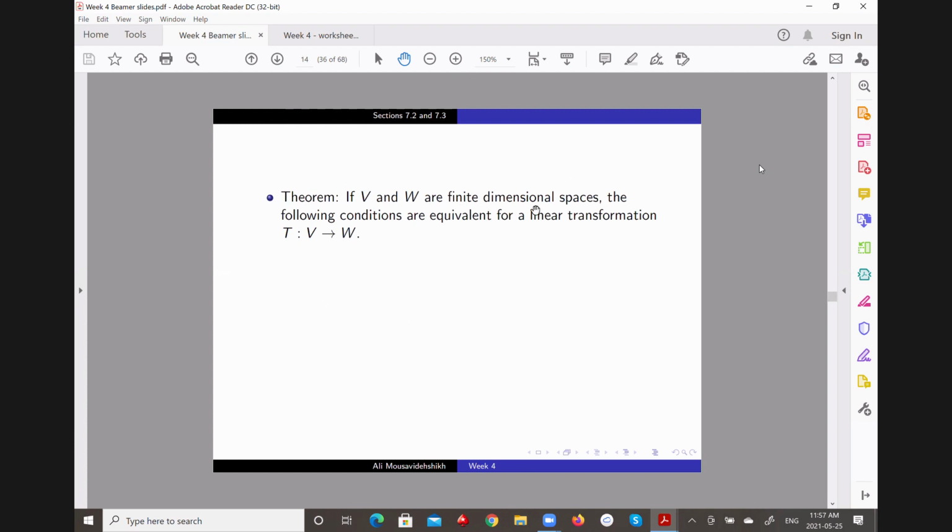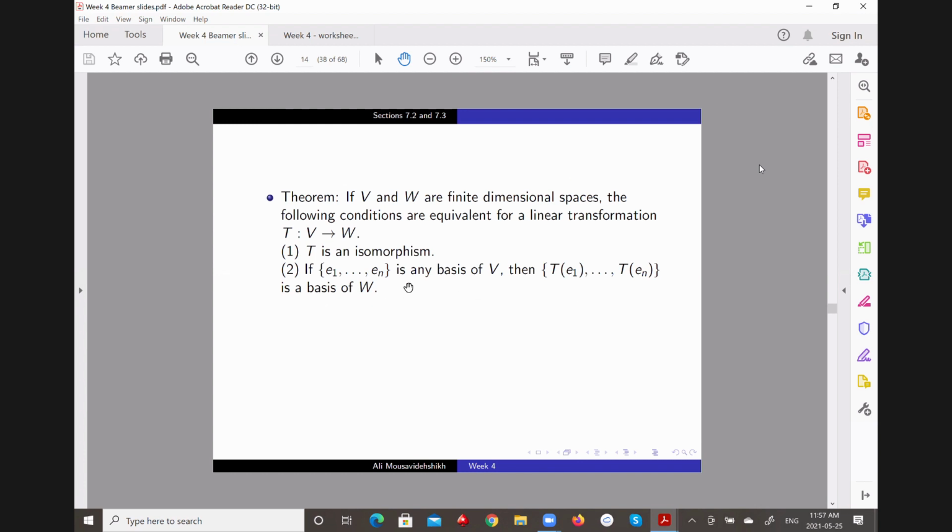If V and W are finite dimensional spaces, the following conditions are equivalent for a linear transformation. T being an isomorphism, by the way, these are really important because it gives you a very quick way to check if a map is an isomorphism instead of going through bijection checks and everything. T being an isomorphism is equivalent to saying that if you have any basis of V, then when you apply T to that basis, you get a basis of W.